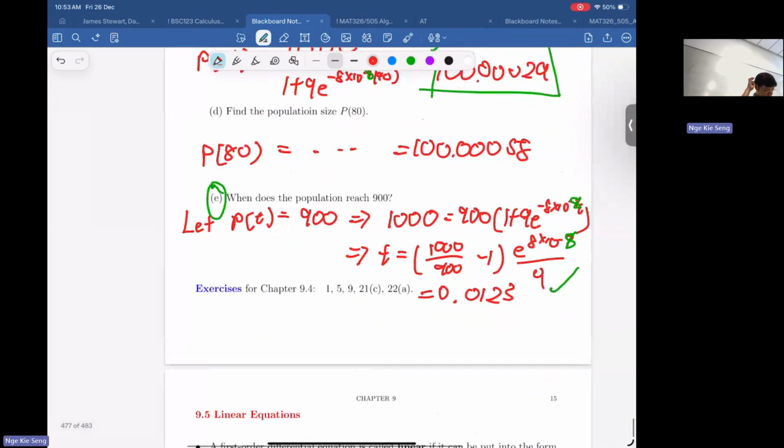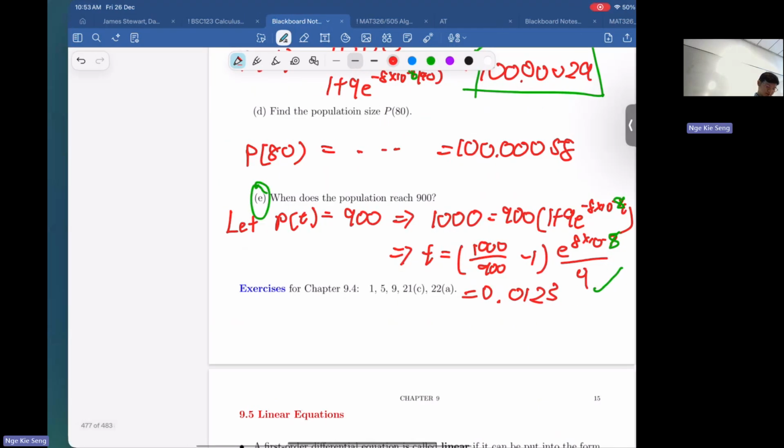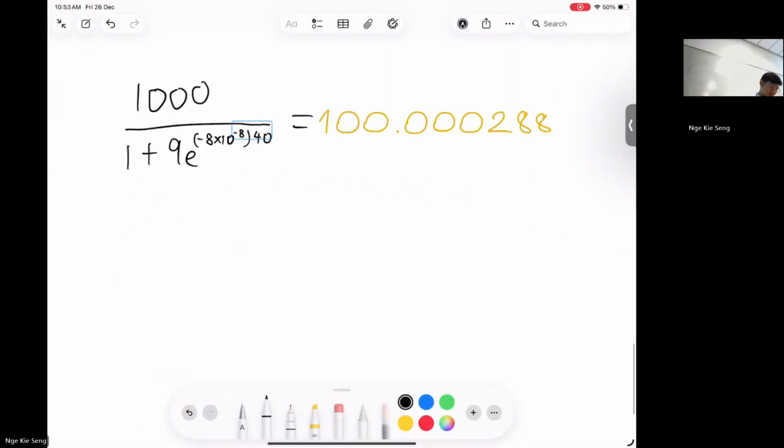Okay, how about the next one? Reach 90. We ask Apple to calculate as well. 100,000 over 900.